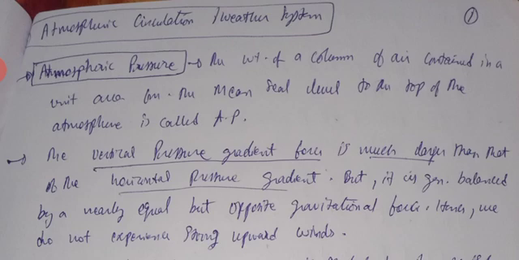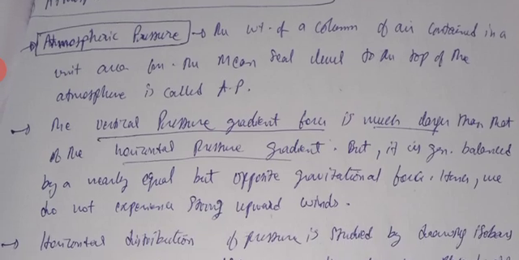So what is atmospheric pressure? Atmospheric pressure is the weight of a column of air contained in a unit area from the mean sea level to the top of the atmosphere.